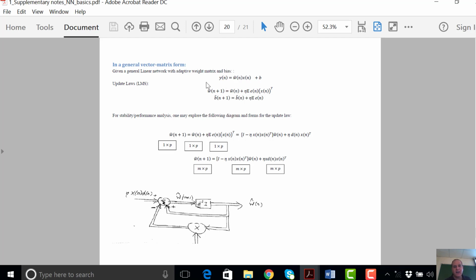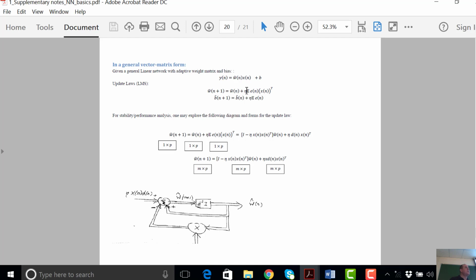And I'm showing you here, here's the linear filter, which we now view as a single layer. It's a linear layer. We haven't inserted any nonlinearities yet. And then the update law based on gradient descent is exactly like this form, where you have the expected value operator.